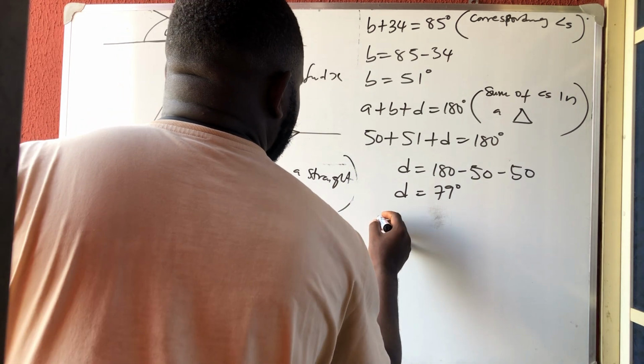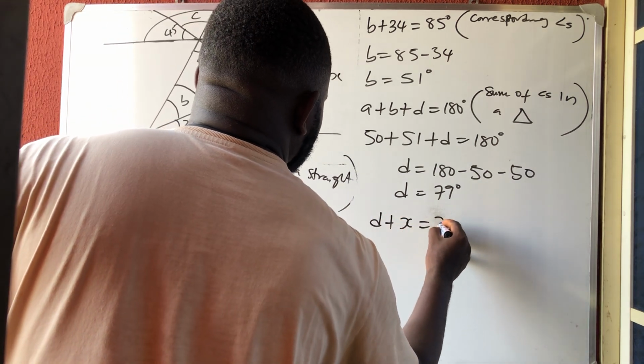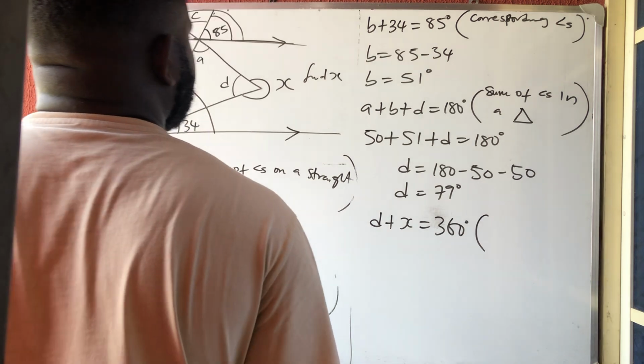So if I've gotten my D to be 79 degrees, now what do you do? You tell them that D plus that X you are looking for is equal to 360 degrees. And what is my reason?